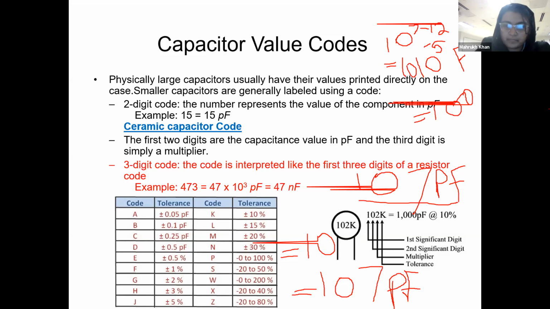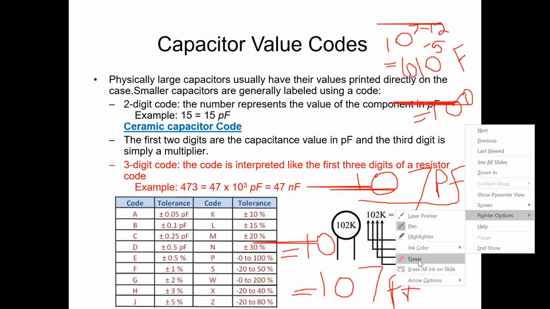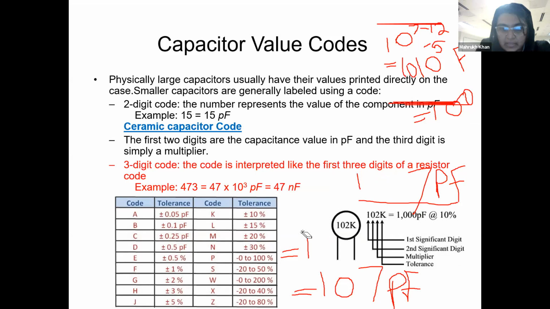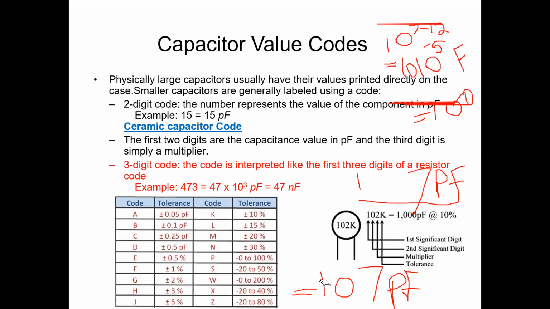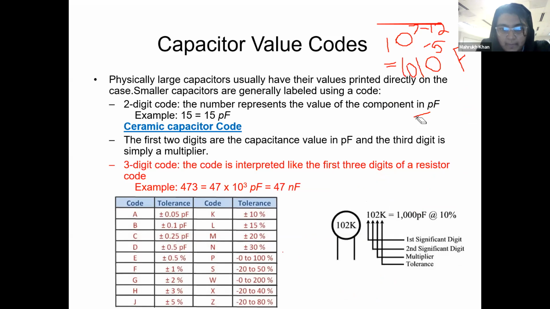I have a question. For the code tolerance, for P downwards, what does it mean, -0 to 100, -20 to 50? It means its value can increase and decrease. So we have M, which means 20% tolerance. So 20% tolerance means that its worst case value can be 20% lower or 20% higher. That's what it means, okay?